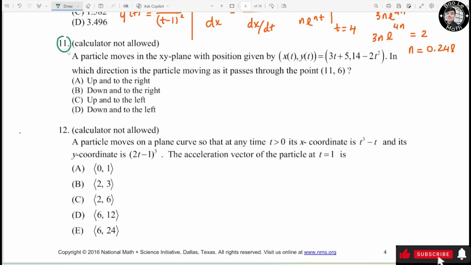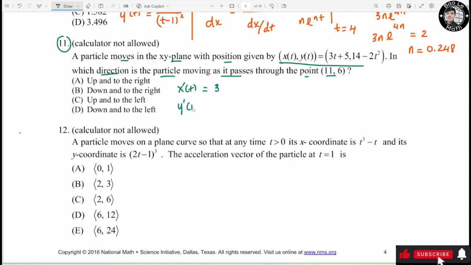Now let's move on to question 11. A particle moves in the xy plane with position given by this guy. In which direction is the particle moving as it passes through the point 11, 6? Now, in order to find the direction the particle is moving, we need to find the first derivative, which is velocity, right? So we have s prime of t equals 3, right?